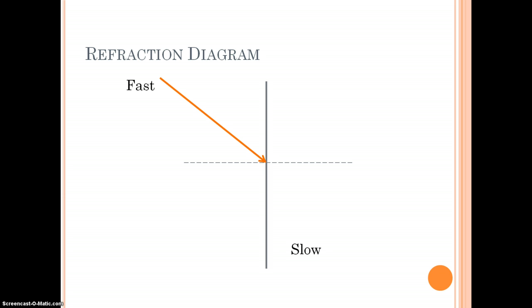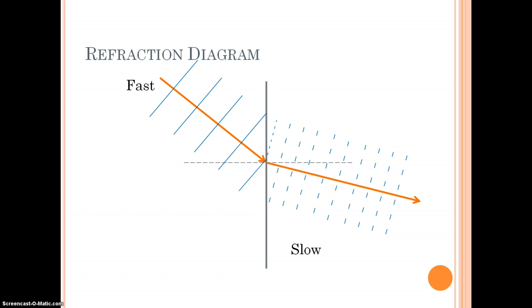So here's how diagrams work with refraction. We have our incident ray here, and it's going to go from fast to slow. The solid line is my change in medium, and the dotted line I've already sketched the normal in. The normal is always perpendicular to the barrier, not perpendicular to the ray. Okay, big difference. So as I bend it, I'm going into slow, so I'm going to bend towards the normal.